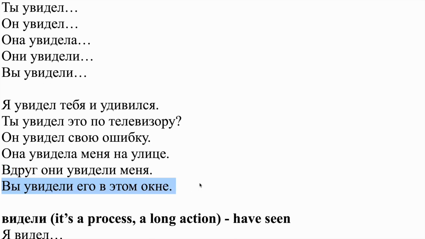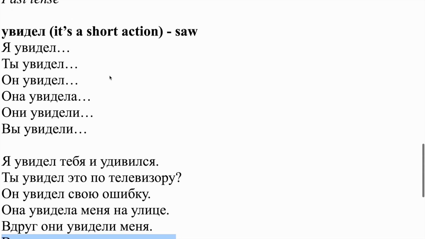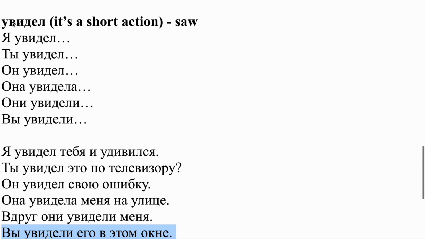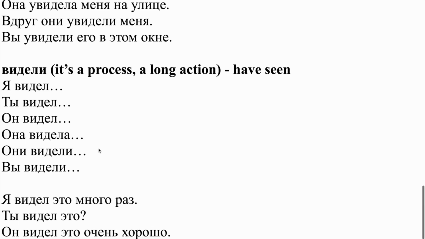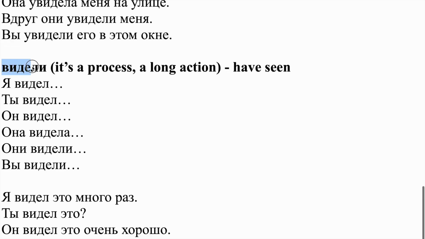You saw him in this window. Вы увидели его в этом окне. So, go next. I hope you understood this version very well. Увидел, one more time, is a short action like saw in English. And next we will talk about видели. One more time, it's a process, a long action. Compared with English, it's like have seen in the past tense.